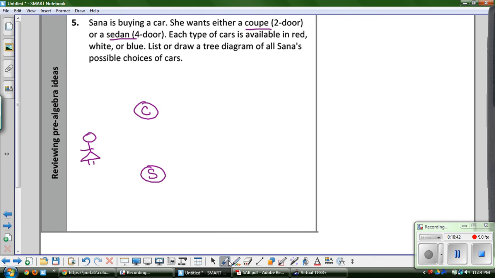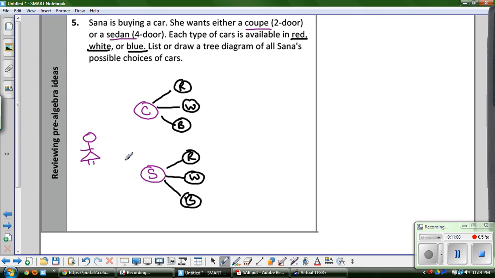So here's where we have another choice to break off. Are we going to choose this in red? Are we going to choose this in white? Or are we going to choose this in blue? Now, if you choose a sedan, we get the same set of choices. We got red, we got white, or we got blue. So Sadie has to make one choice. It either needs to be a coupe or a sedan. But when she makes that choice, she has to choose red, white, or blue. So in the end, this is the tree diagram she's looking for.